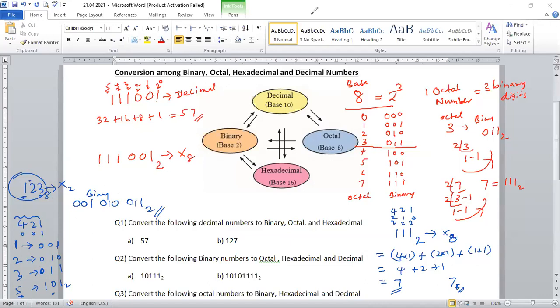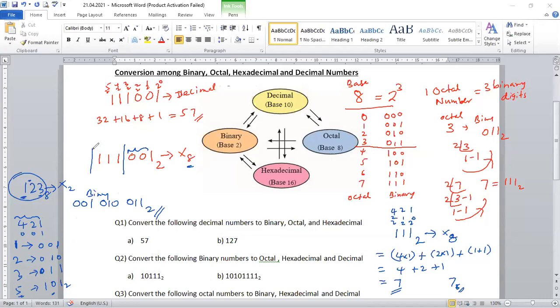Now you are given a binary number. You have to convert it to octal. So you take from the right hand side, 1 2 3, and group 3 by 3. Why? Because they are asking for octal. So 3 binary digits equal 1 octal digit.